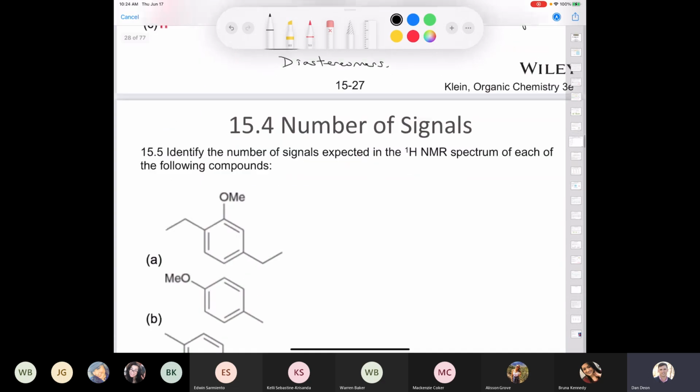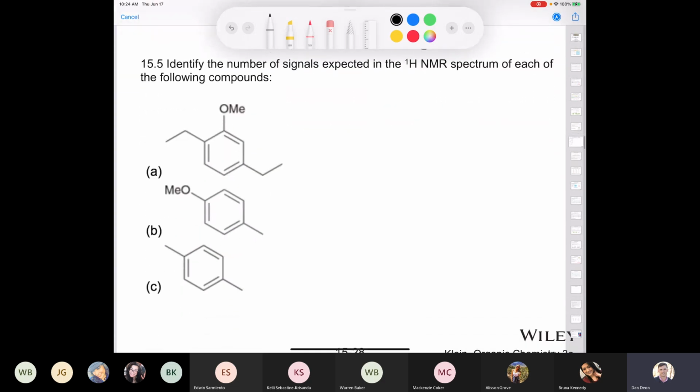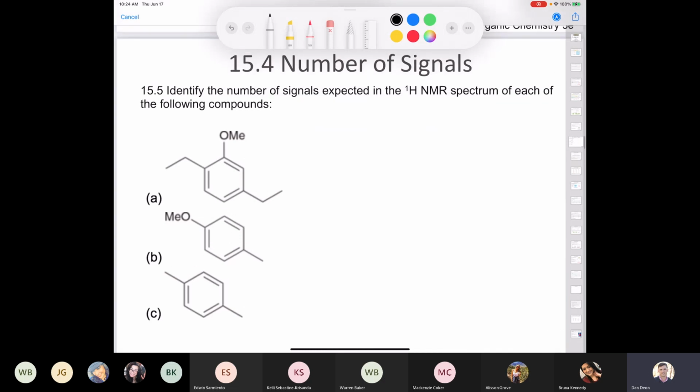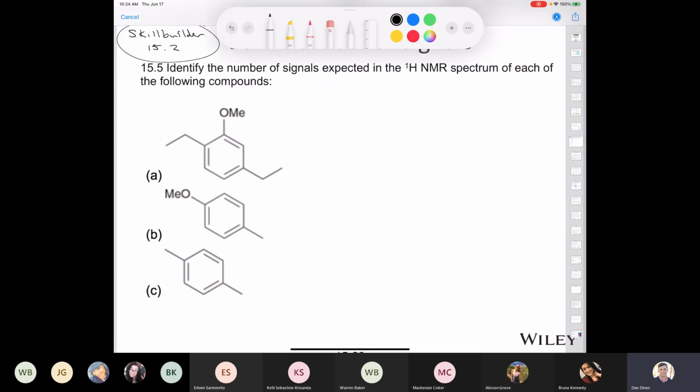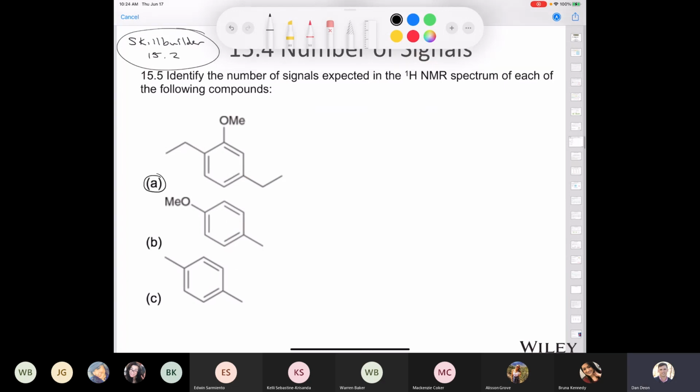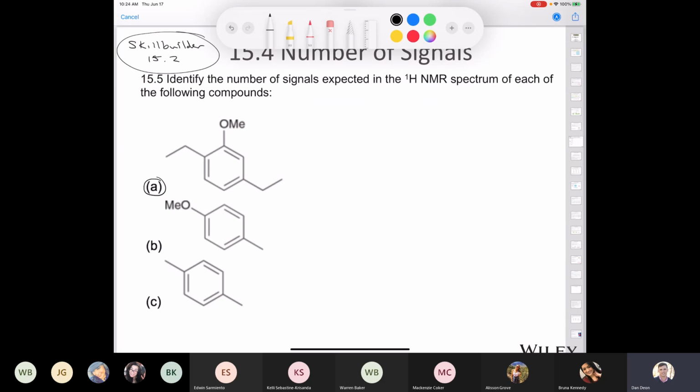Well, with all that in mind, let's try question 15.5, which comes straight out of our textbook. It says, identify the number of signals expected in the proton NMR spectrum of each of the following compounds. I put a note in here for myself that you might want to look at Skill Builder 15.2. I think it's really well done, and it will help you to determine how many unique protons there are in a molecule. But if we start with A, I'm going to guide you through this one first, okay? I'm going to do A for you.